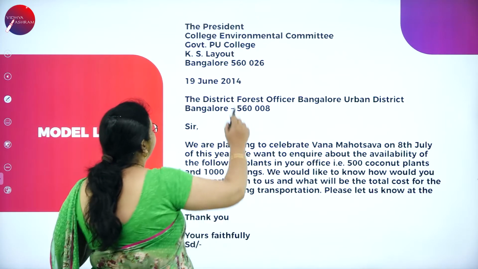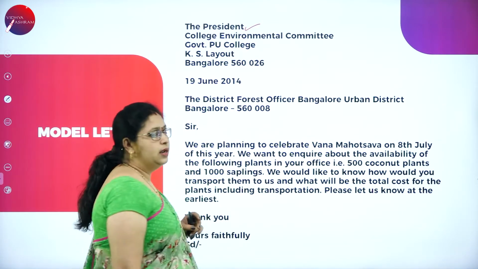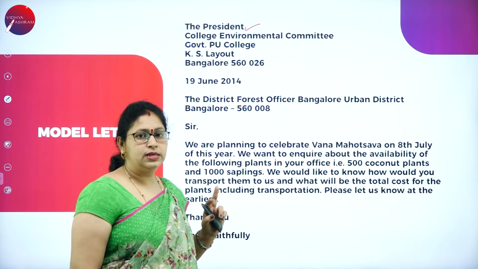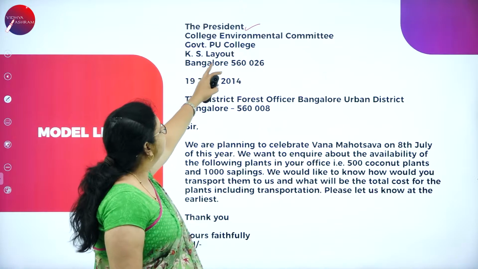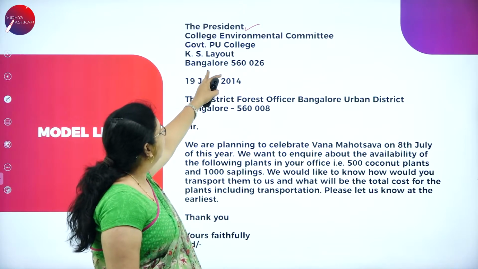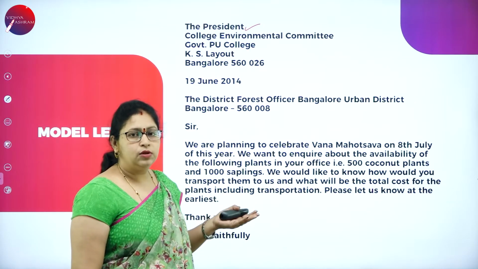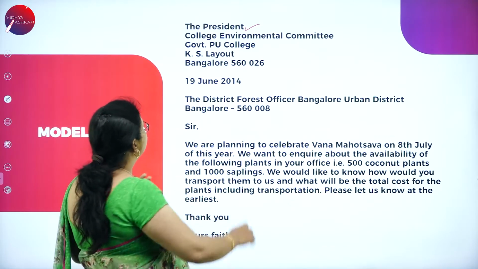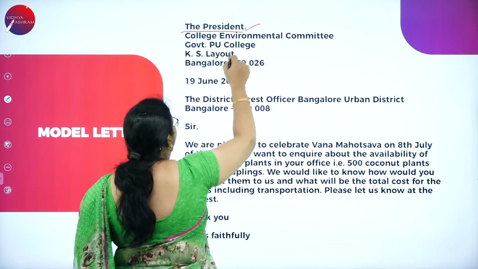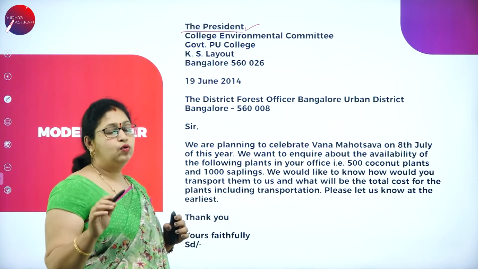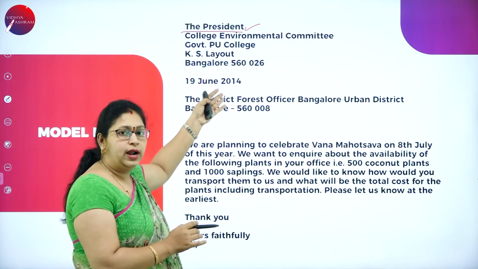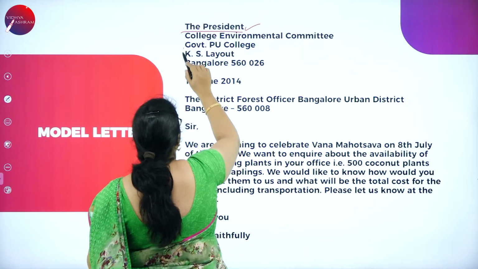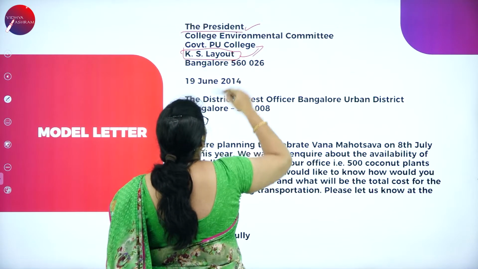See, the president, who is writing the letter? First you have to write the from address, correct? So the president, College Environmental Committee, Government PU College, KS Layout, Bengaluru, the pin code. Okay. So designation comes first, then the address. I told you try to write in 3 lines. So only I have brought this with 4 lines. What you can do, this can be brought here.